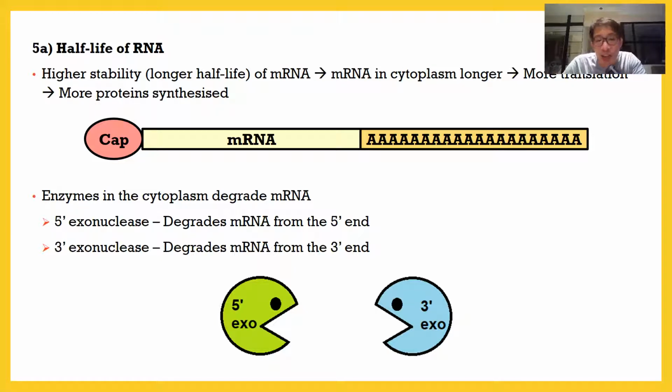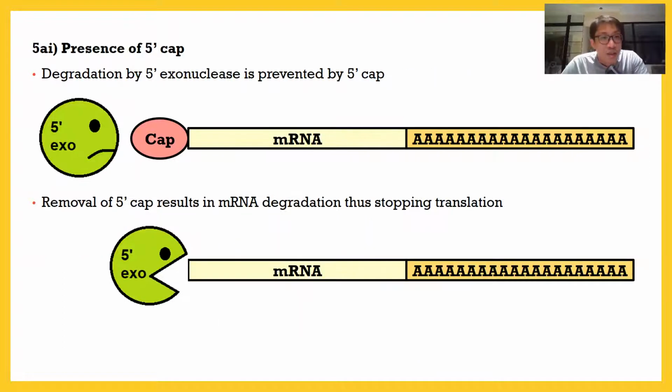All right, so the half-life of the mRNA is lengthened or prolonged by the presence of the 5' cap and the 3' poly A tail, because they function to block the degradation of the mRNA by the 5' exonuclease, which cuts the mRNA at the 5' end, or the 3' exonuclease, which cuts the mRNA from the 3' end. The 5' cap prevents the degradation of the mRNA from the 5' end by the 5' exonuclease. Enzymes are specific, so they recognize specific substrates. Obviously the 5' exonuclease would recognize RNA nucleotides as a substrate.